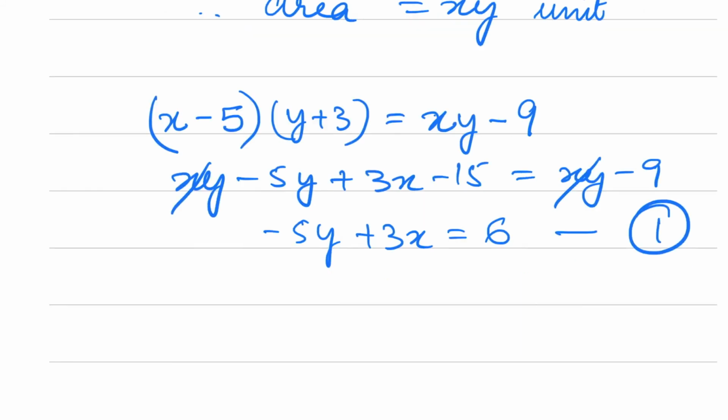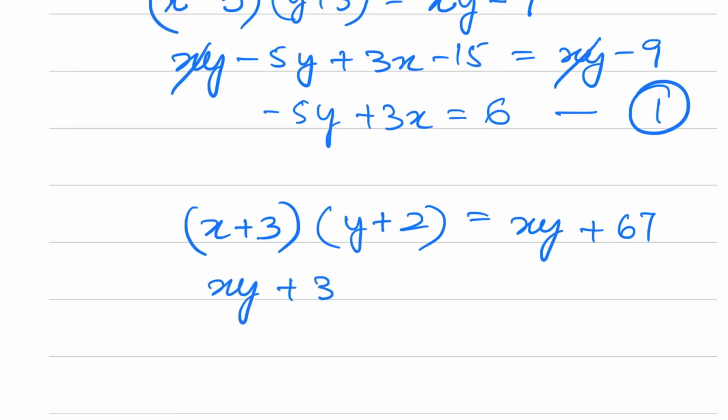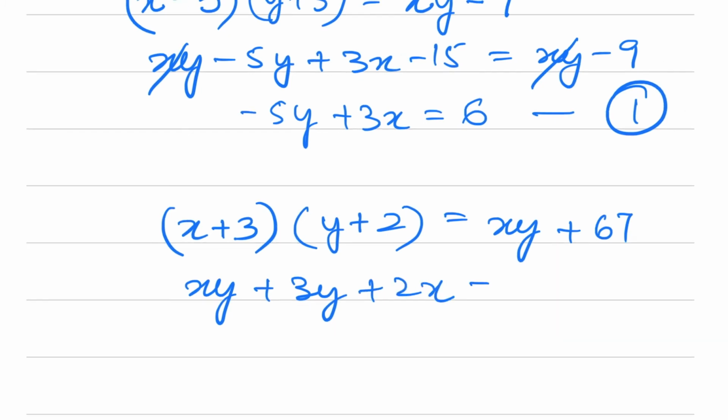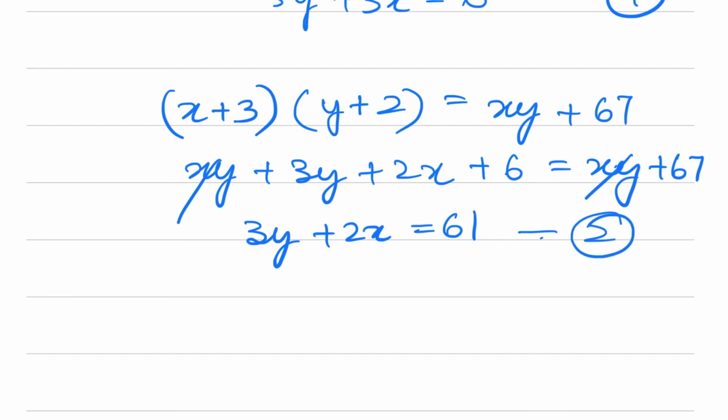First equation. Secondly, they say if we increase the length by 3 units, so length is x plus 3, breadth is increased by 2 units, so y plus 2, the product is equal to xy plus 67, so area is increased by 67 square units. So xy plus 3y plus 2x plus 6 is equal to xy plus 67. xy gets cancelled, so we have 3y plus 2x is equal to 61. This is the second equation.